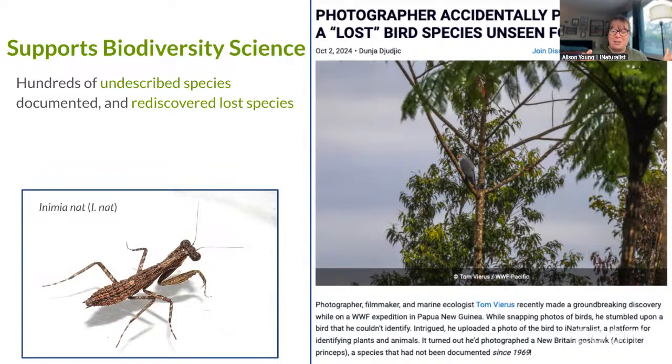It now has been described, and it was named Anemia nat. So it's actually iNat for short. When you talk about the genus and species name, you often abbreviate the genus just to the first letter. So it's iNat, honoring iNaturalist, which is pretty cool.